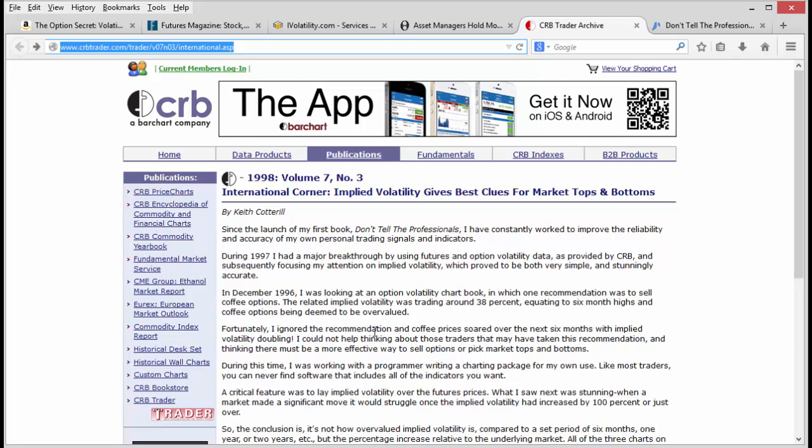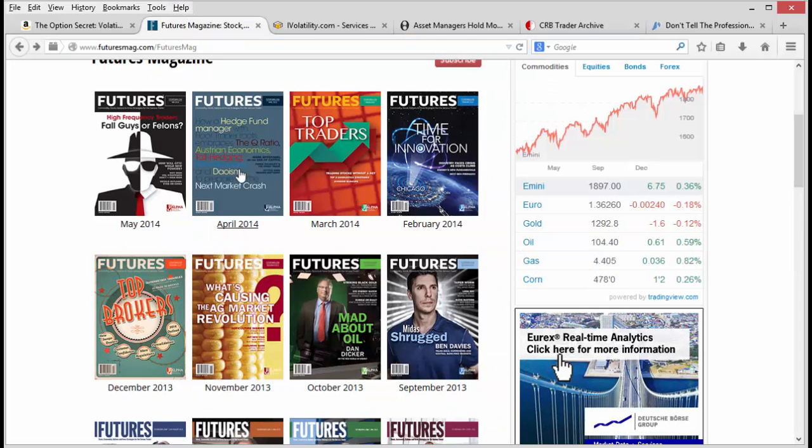So this article was printed in 1998. I then returned to California, and was invited to the launch of the mini S&P as well, which has been trading now for 15 years. And then the following year, I was asked by Futures Magazine if I would do a presentation in Orlando, Florida, for a lot of the major players in the market at that time.